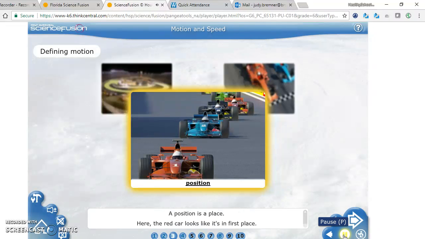A position is a place. Here, the red car looks like it is in first place. Its position is at the front of the other cars. If an object's position changes, we can say it is in motion.